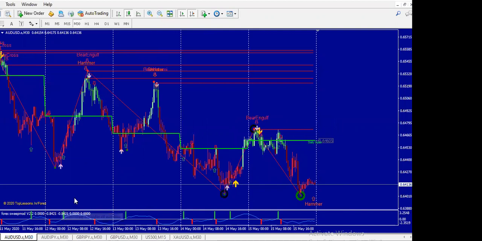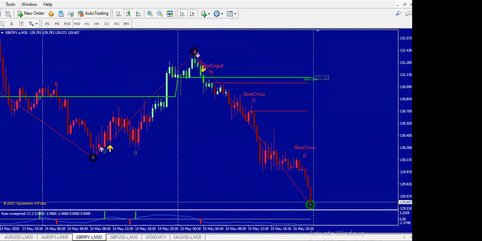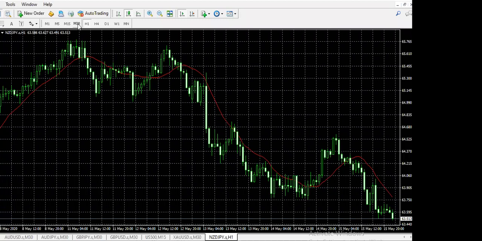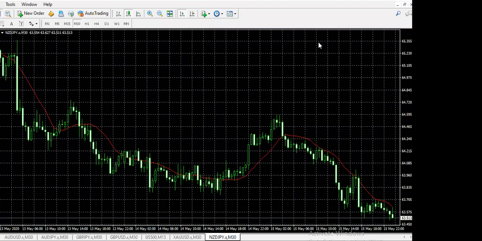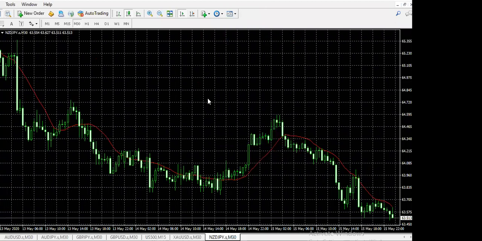So we wanted to use this time to look at the most volatile currencies, which are the AUD USD, the AUD JPY, the GBP JPY, the GBP USD. So we also have the NZD JPY, so I'm adding that here. So this is the NZD JPY on the 30 minutes time frame. So I'm going to put the template right there.